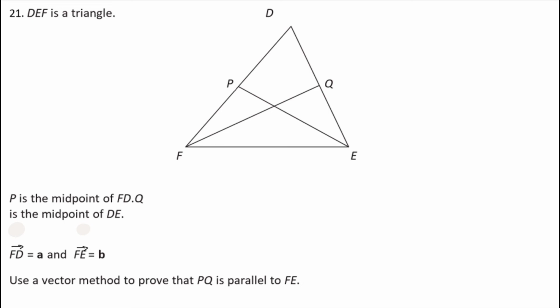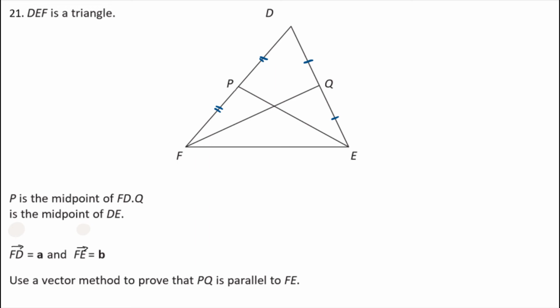Okay, I'm just going to go through and read that carefully again and reflect on the diagram a bit. So DEF is a triangle. Well, I know that, so no great shakes there. P is the midpoint of FD. That means that this line here and this line here are the same length. Okay, and then what else do we know? We know that Q is the midpoint of DE. Again, I know that that is the same length as that then, don't I?